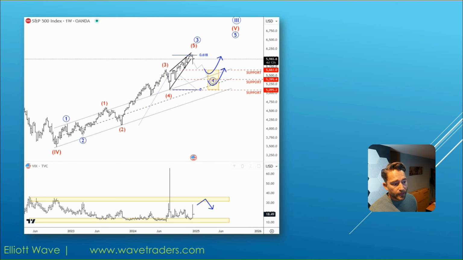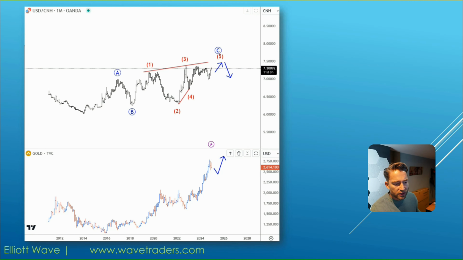So looking for any kind of trades up here, I don't really see them unless you look for some potential hedges. If you are long with your stock portfolio, then maybe some hedges would make sense. But overall, I just think that much better opportunities on the stock market will show up when we finally get this retracement in wave 4.